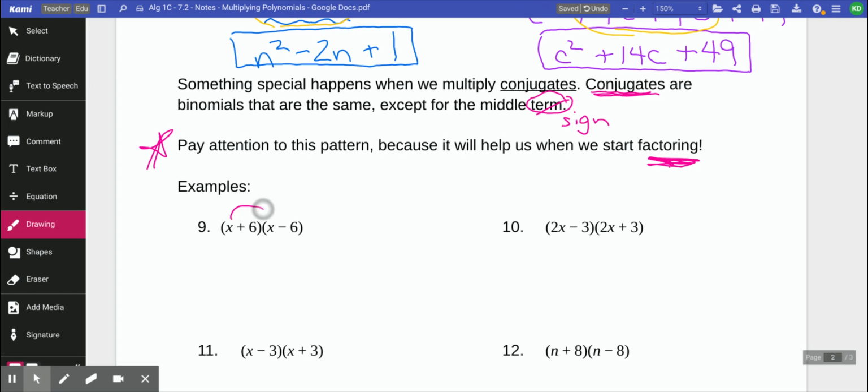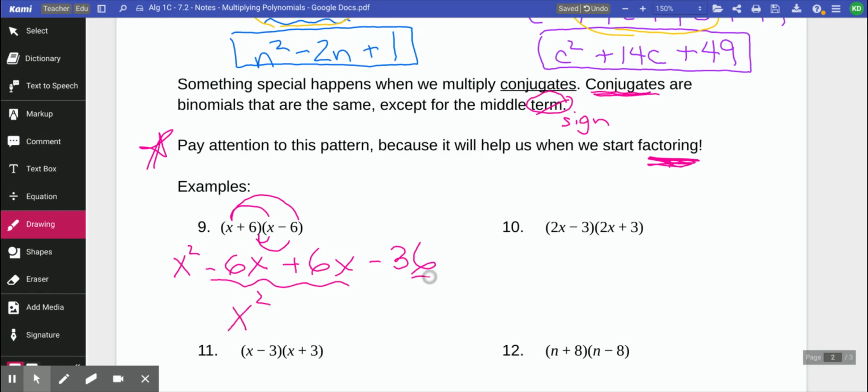So let's see what happens when we multiply. X times x we know is x squared. X times negative 6 is negative 6x. 6 times x is positive 6x. And positive 6 times negative 6 is negative 36. Well, here we have almost the same terms in the middle, but the signs are different because this wasn't a perfect square like before. So these are actually going to cancel out. So we're just going to get x squared, and then our last term, which is minus 36. So that's it. We end up with a binomial instead of a trinomial.